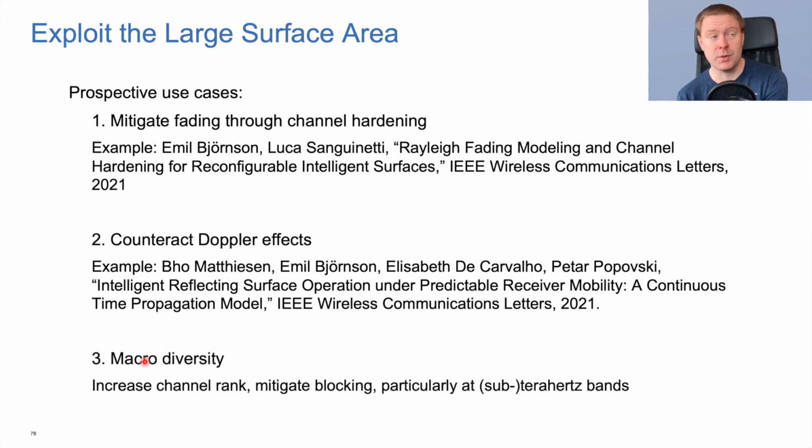And then we have the thing with macro diversity. We can increase the rank, as I was exemplifying. We can potentially mitigate blocking. So in particular in the millimeter wave band, or what we call the sub-terahertz band, where signals have large bandwidth, which is useful if we have a strong signal, but they're also sensitive to blockage. If we can put up surfaces all around ourselves, then if the signal gets blocked from one direction, there is a surface from another direction that reflects the signal towards you, so that we can always have a strong signal wherever you are.